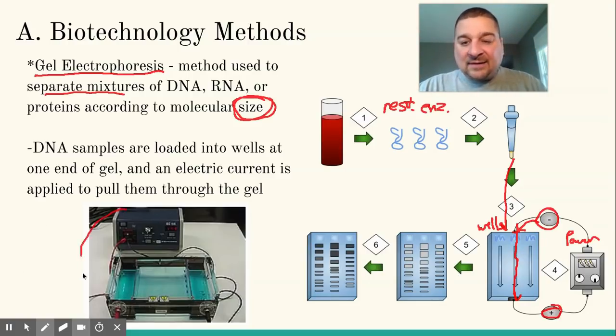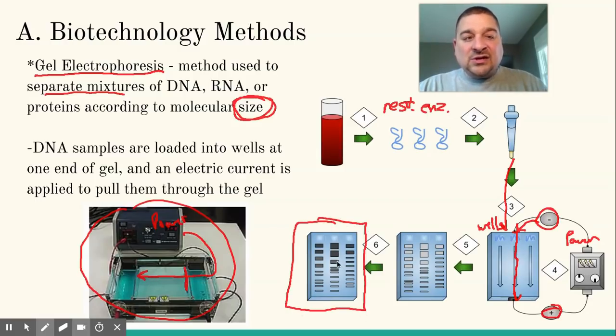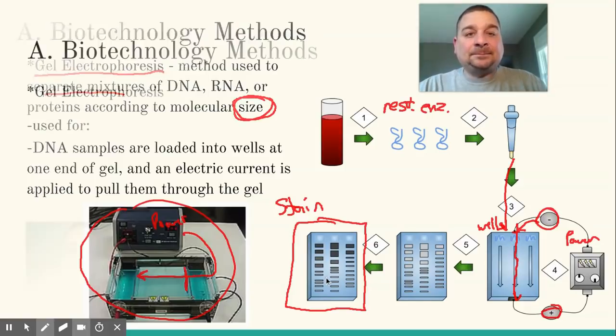Here you see a setup where you have your wells right here and a little power supply over here, and it's running electricity through this gel like this. When you get done with your gel, we often will use some kind of stain that attaches to the DNA, and we can take pictures of it, and now we have a picture of all those little pieces of DNA.